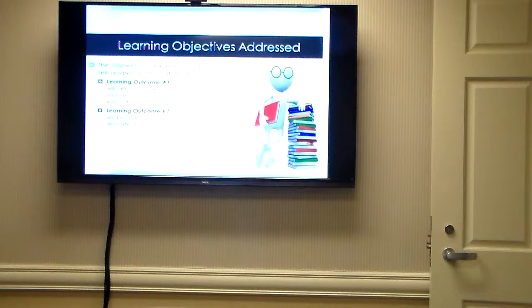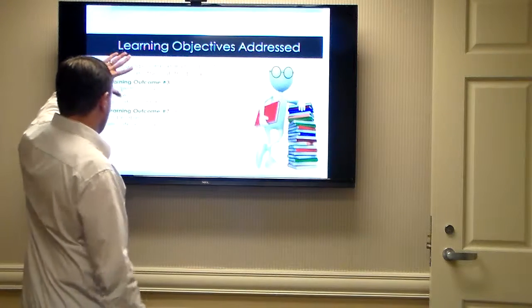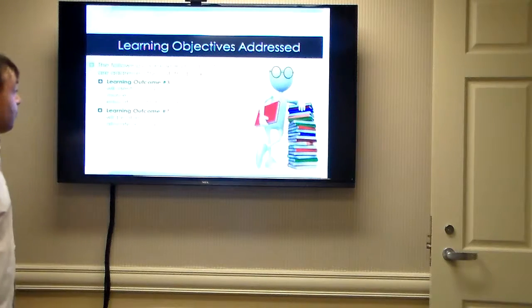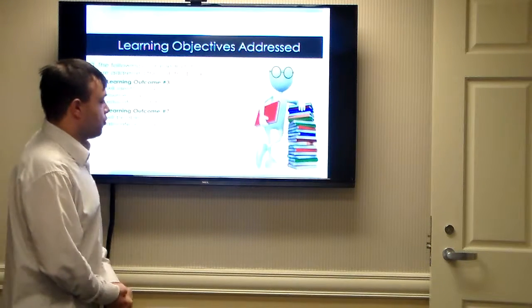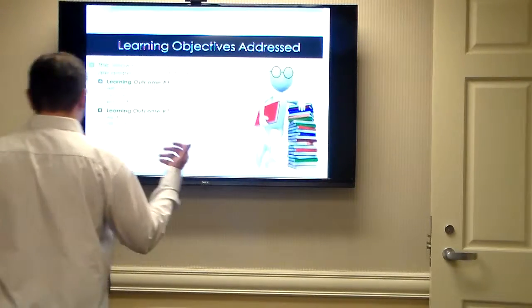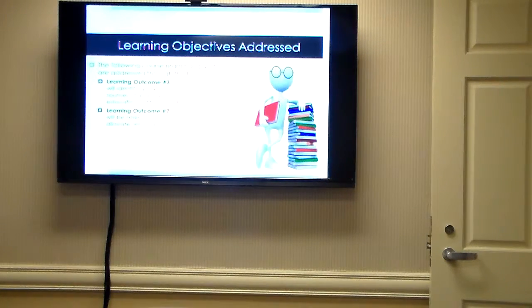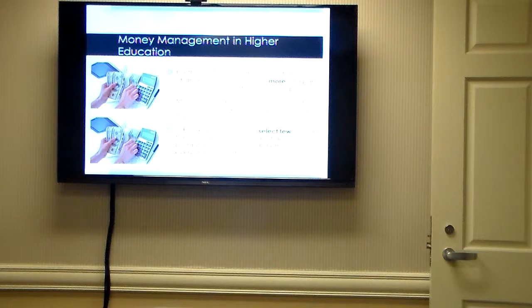So the following course learning objectives are addressed throughout this book. We're looking at sources of revenue for private higher education institutions in the U.S., and we're looking at ways to use data to plan and allocate resources. This is, as I said, our higher ed component, and it's important that we address those learning objectives.